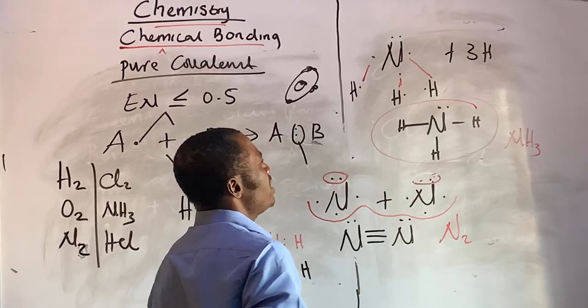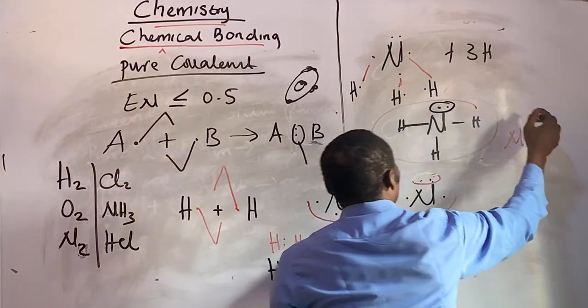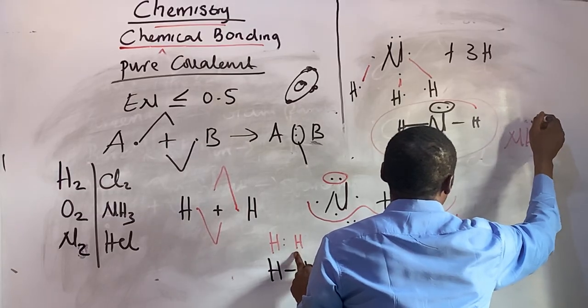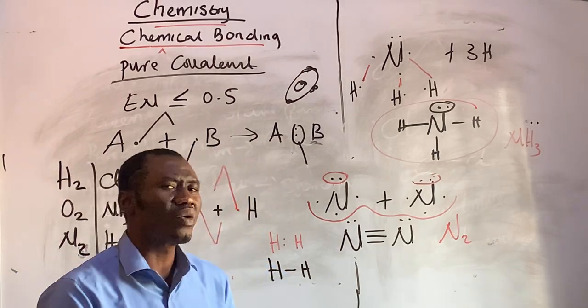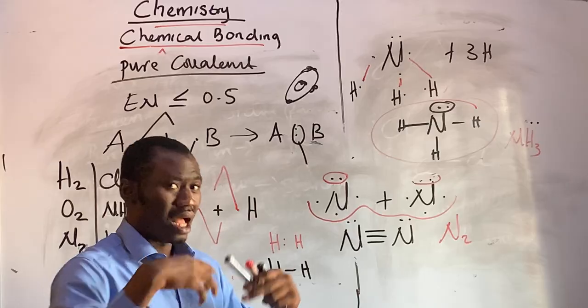And remember, the ammonia has a lone pair. Look at the lone pair over there. Don't forget the ammonia has a lone pair. That lone pair, we're going to use during coordinate covalent bonding to form other bonds.